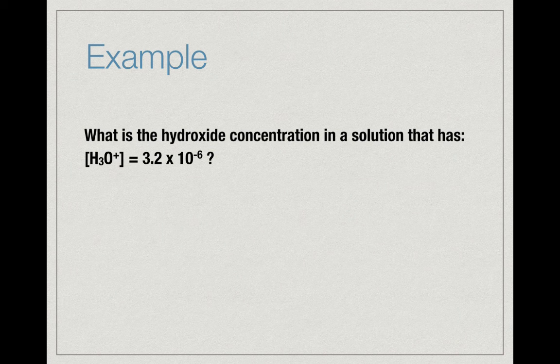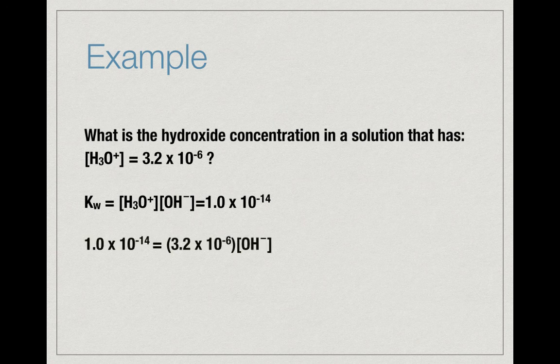So let's take a look at an example here. We want to know what is the hydroxide ion concentration in a solution that has a hydronium ion concentration of 3.2 times 10 to the minus 6. Well, I'm looking for hydroxide and I know the hydronium. I know the relationship between those two is governed by the Kw. We know that Kw is equal to hydronium times hydroxide, and that's equal to 1 times 10 to the minus 14. I plug in the value that I know for my hydronium ion, and I get 1 times 10 to the minus 14 is equal to 3.2 times 10 to the minus 6 times the hydroxide. I solve for the hydroxide and I get 3.1 times 10 to the minus 9.